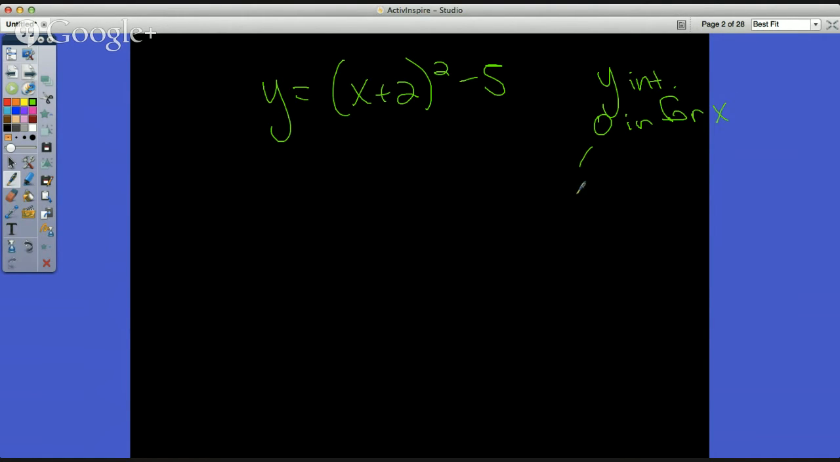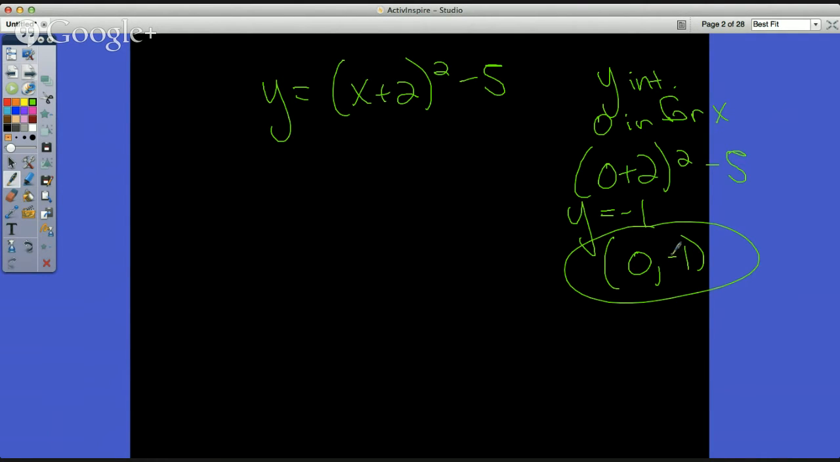Okay, so if I did that, I'd have (0 plus 2) squared and minus 5. So 2 squared minus 5 would equal what? Yeah, so y equals negative 1 would be my point. So (0, negative 1) would be my y-intercept. Okay? So far, so good?